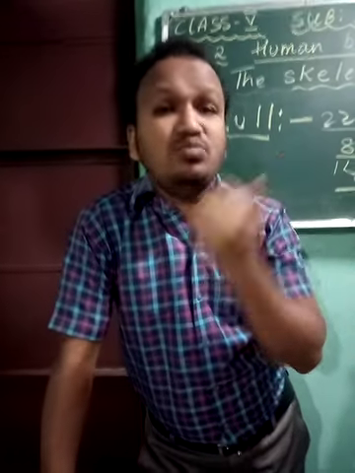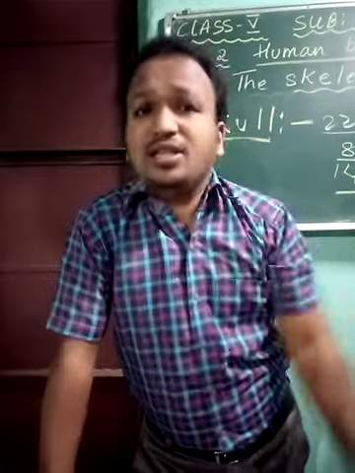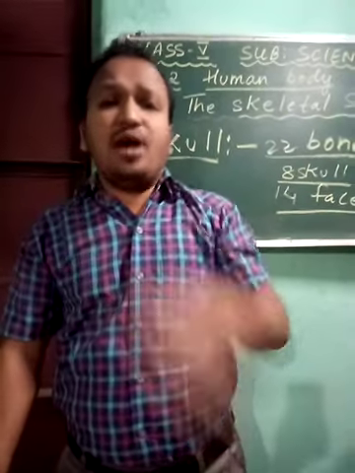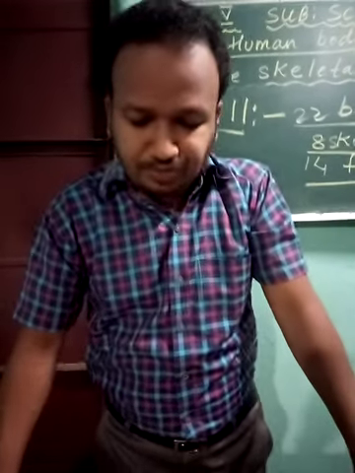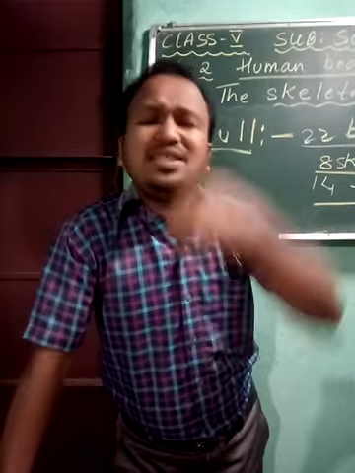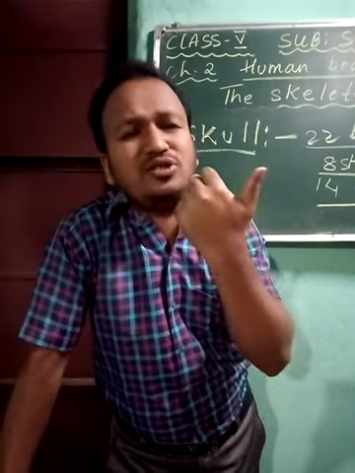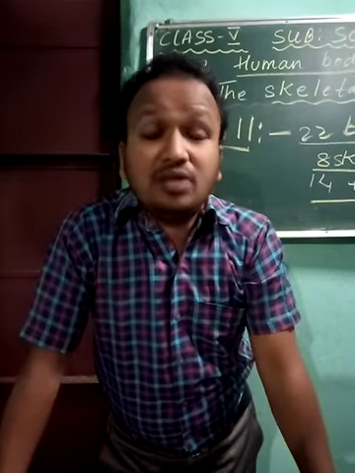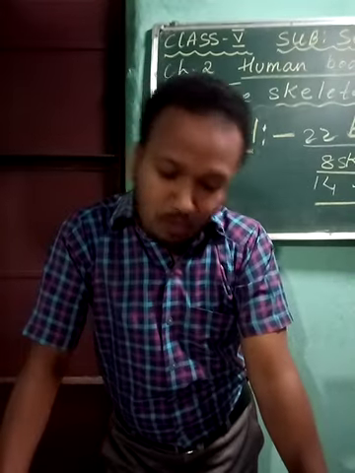So children, in the skull only one part is movable, that is your lower jaw. The rest of the part is fixed, the bone cannot be moved. So you see we have only one part which is movable. The upper jaw cannot be moved, only the lower jaw can be moved. Inside our jaw we have teeth, and that is also a bone.